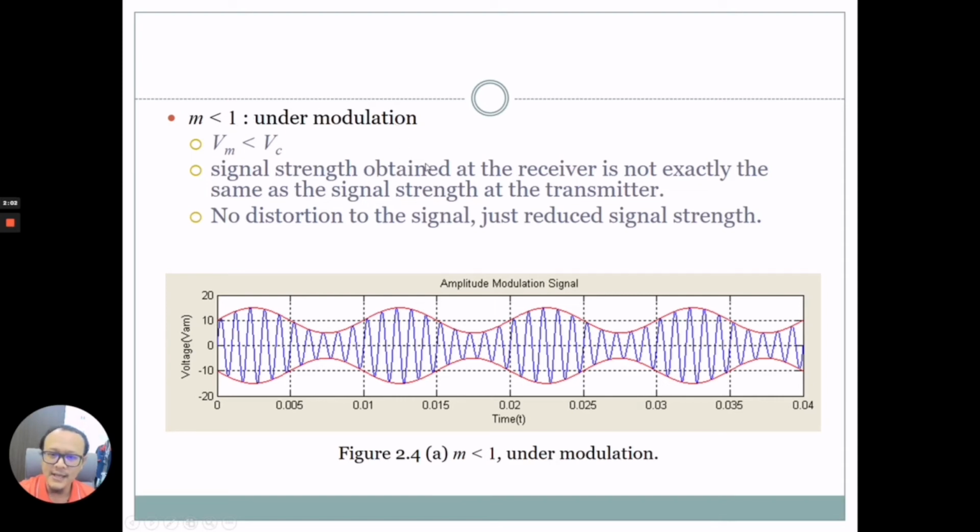So the signal strength obtained at the receiver is not exactly the same as the signal strength at the transmitter. There is no distortion to the signal, just reduced signal strength. So we get a normal amplitude modulation signal at the receiver. So no problem to receive the signal, and the transmitter produces a good amplitude modulation signal.